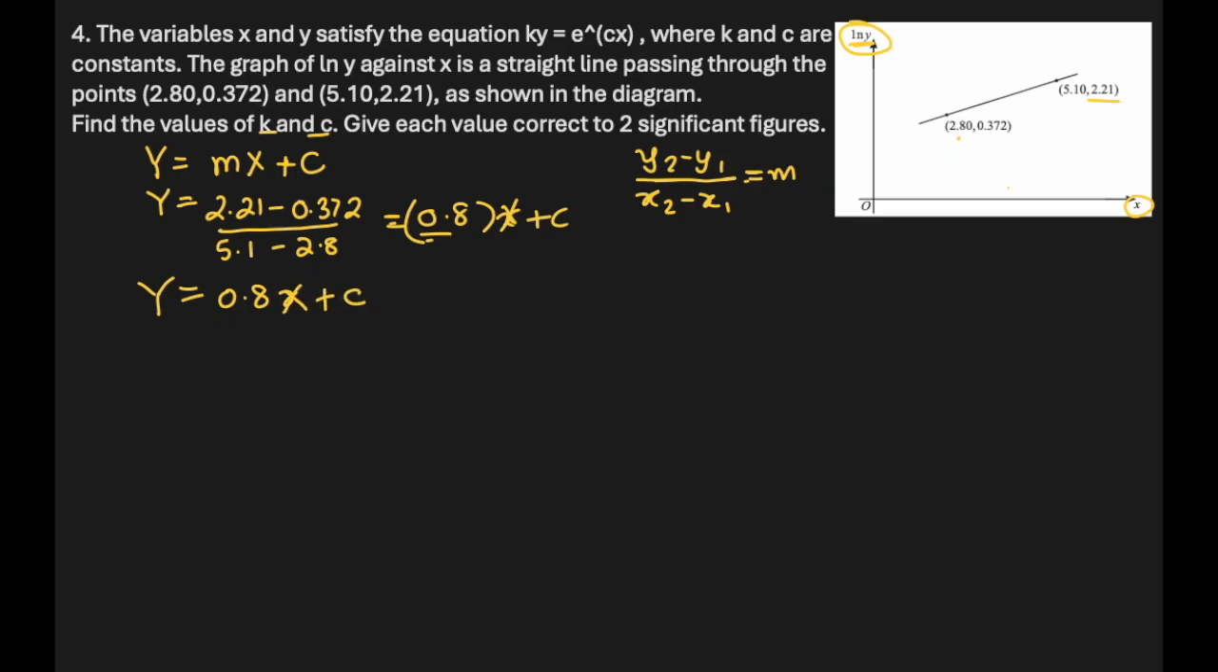Let's substitute one of these two points, and let me substitute this point here. So Y is 0.372 in this case, equal to 0.8, and X for this point is 2.8, plus c.